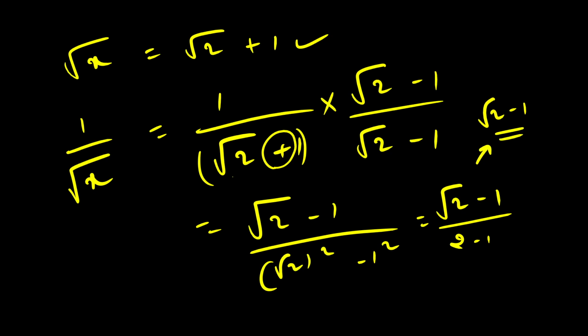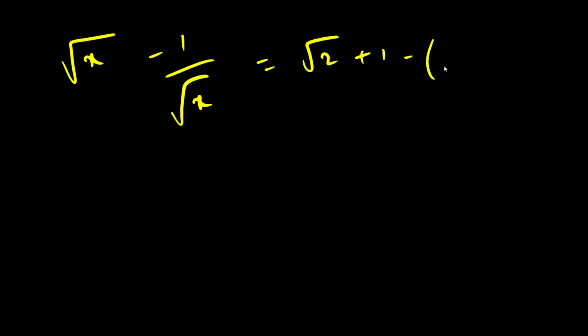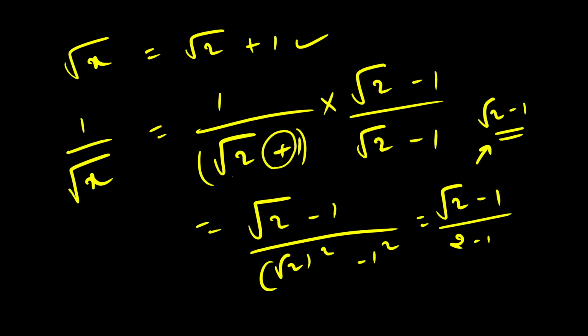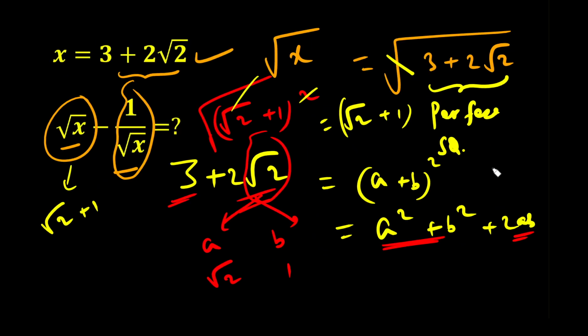And I have to subtract them, right? I have to find root x minus 1 by root x. So from here I'll get root 2 plus 1 minus of root 2 minus 1. So that is root 2 plus 1 minus root 2 plus 1. Now here I can cancel out a few things. I can cancel out these two. So from here I'll get 1 plus 1, 2. So finally, 2 is our answer.